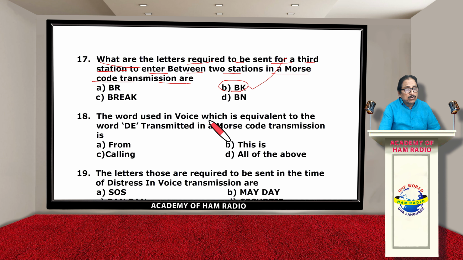The word used in voice which is equivalent to the word DE transmitted in Morse code transmission is. Here the answer is: DE, generally in Morse code we send DE, but the meaning of DE is "this is." Delta. Bravo is the answer.